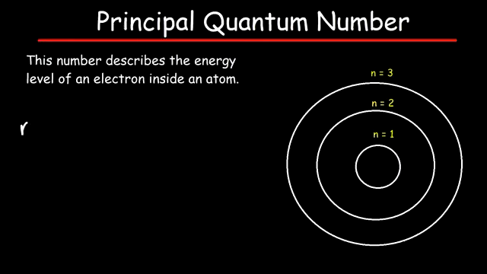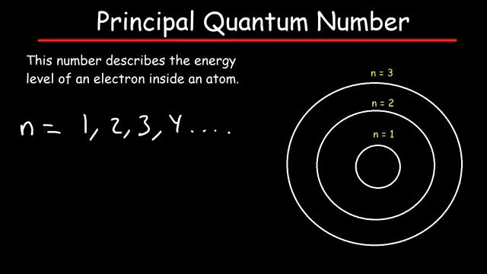The first one is n. N is the principal quantum number. And n is an integer, 1, 2, 3, 4, and so forth, and can't be 0. The principal quantum number describes the energy level of an electron inside an atom.